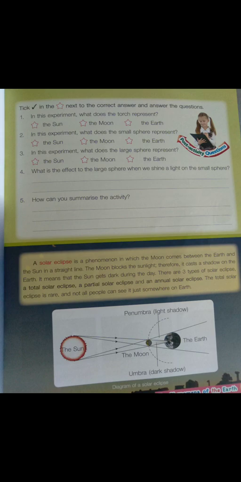There are three types of solar eclipse: a total solar eclipse, a partial solar eclipse, and an annular solar eclipse. The total solar eclipse is rare, and not all people can see it, just somewhere on Earth. The picture shows the diagram of a solar eclipse: the penumbra light shadow, the moon, the umbra dark shadow, the sun, the moon, and the earth. Different areas of the earth will experience different views of an eclipse.